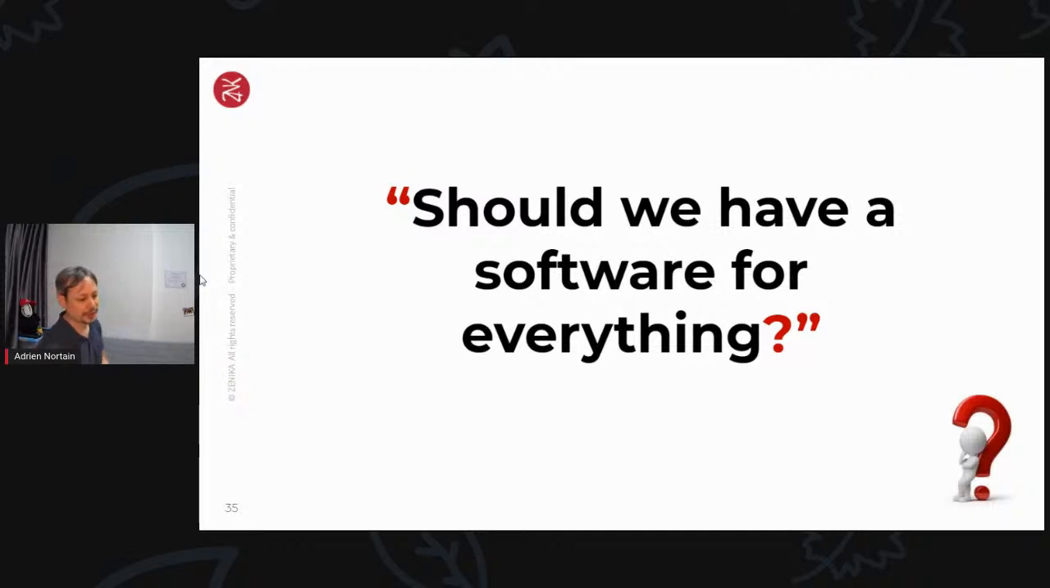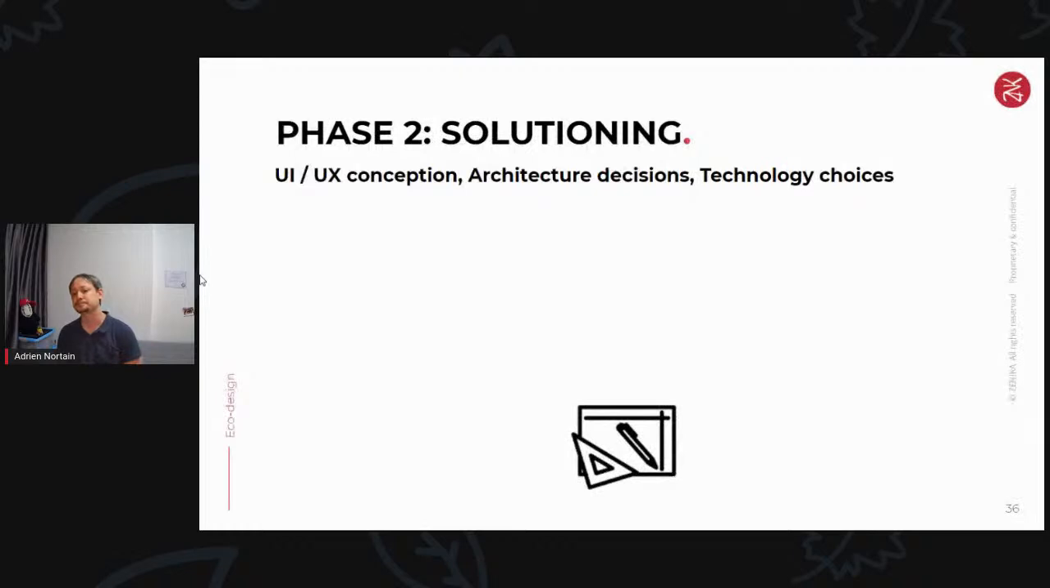Okay. Should we have a software for everything? I would say no. I would say that you have to assess that, and that's during requirements gathering, right? The biggest impact that you can have once you start thinking about your product, if you say that no, I don't need a software for the whole thing, maybe I need a software for just parts of it, that can go a long way, to be honest.